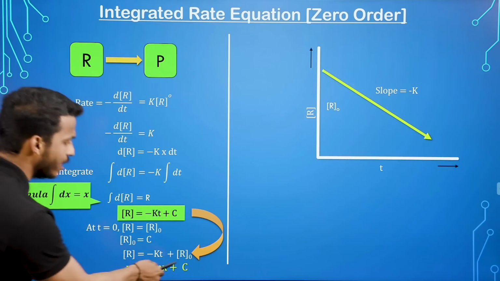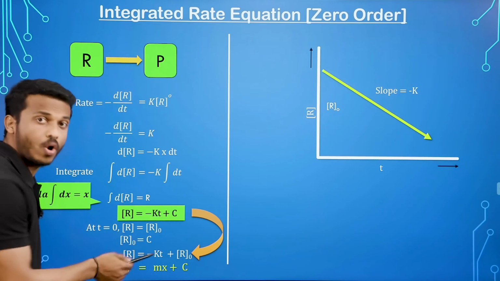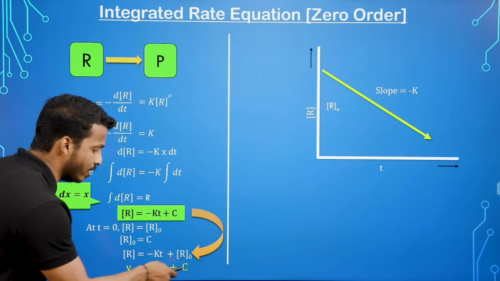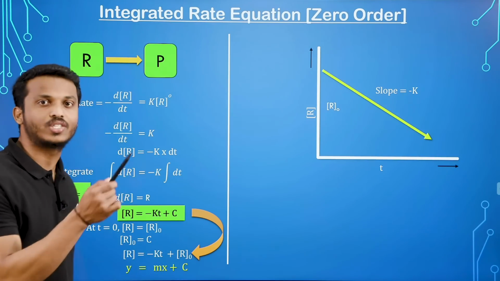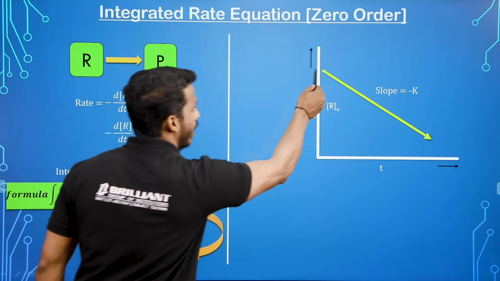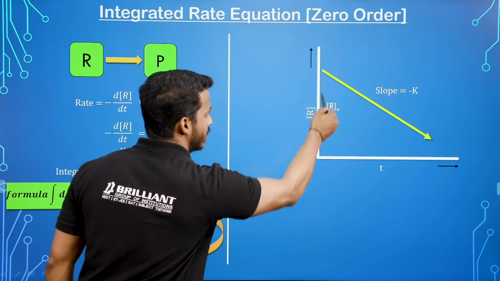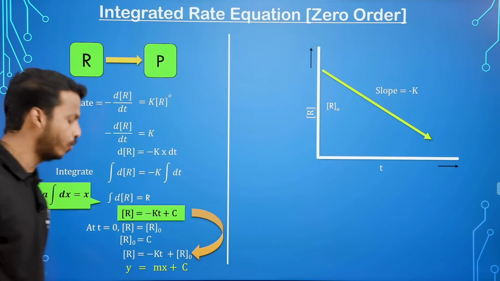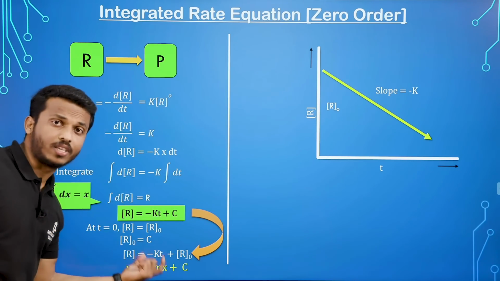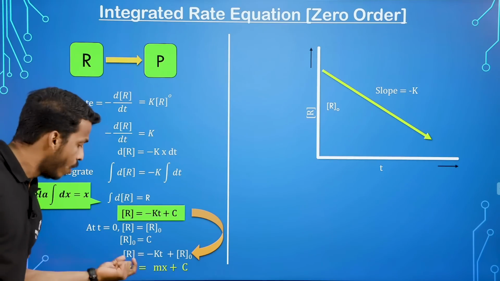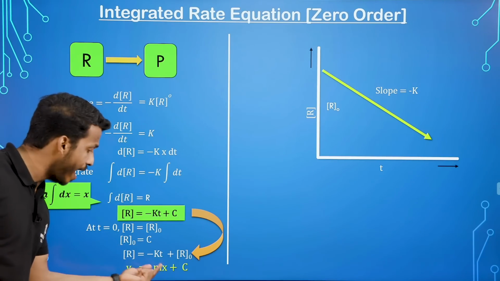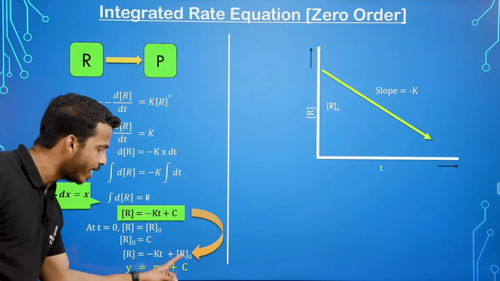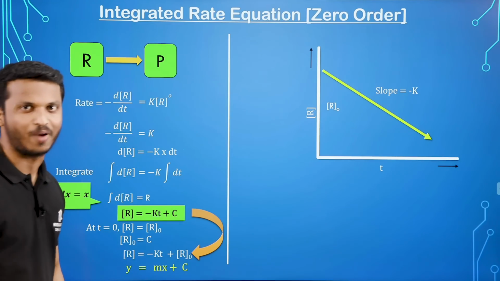Next, what is C called here? Here C is called integral constant. In the equation of a straight line, C is called the y-intercept, which means this distance is called the y-intercept, that is R naught. Once again, all of you, as per this straight line equation, on the y-axis you have R, on the x-axis you have T, the slope of the line is minus k, and the y-intercept is R naught. Hope you are clear how to draw the graph.